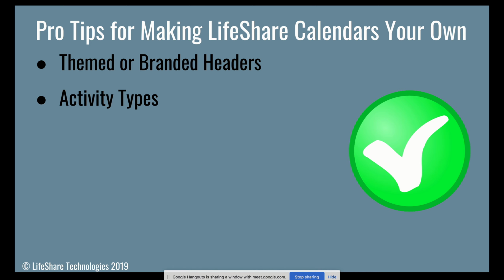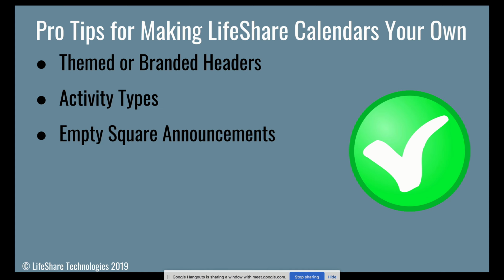You can incorporate activity types. Use your empty square announcements. At the beginning and the end of the month, wherever there are empty squares, depending on which day of the week the month starts, take advantage of those empty squares to make announcements, tell a story of things that are going on in your calendar, and draw attention to certain events.